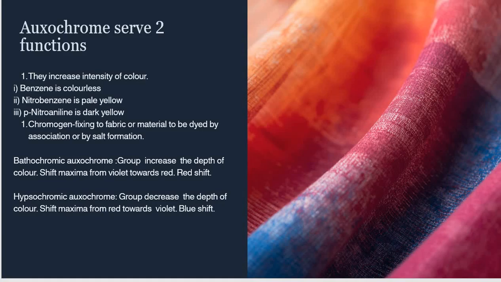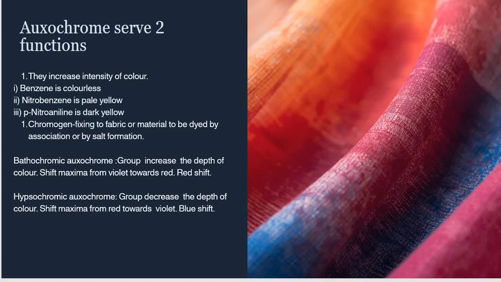And next let us see the bathochromic auxochrome. These are the groups which increase the depth of the color. These shift the absorption maximum from violet towards the red and thereby bring about the deepening of the color. It is called the red shift. For example, NHR and NR2 are examples of the bathochromic effect.